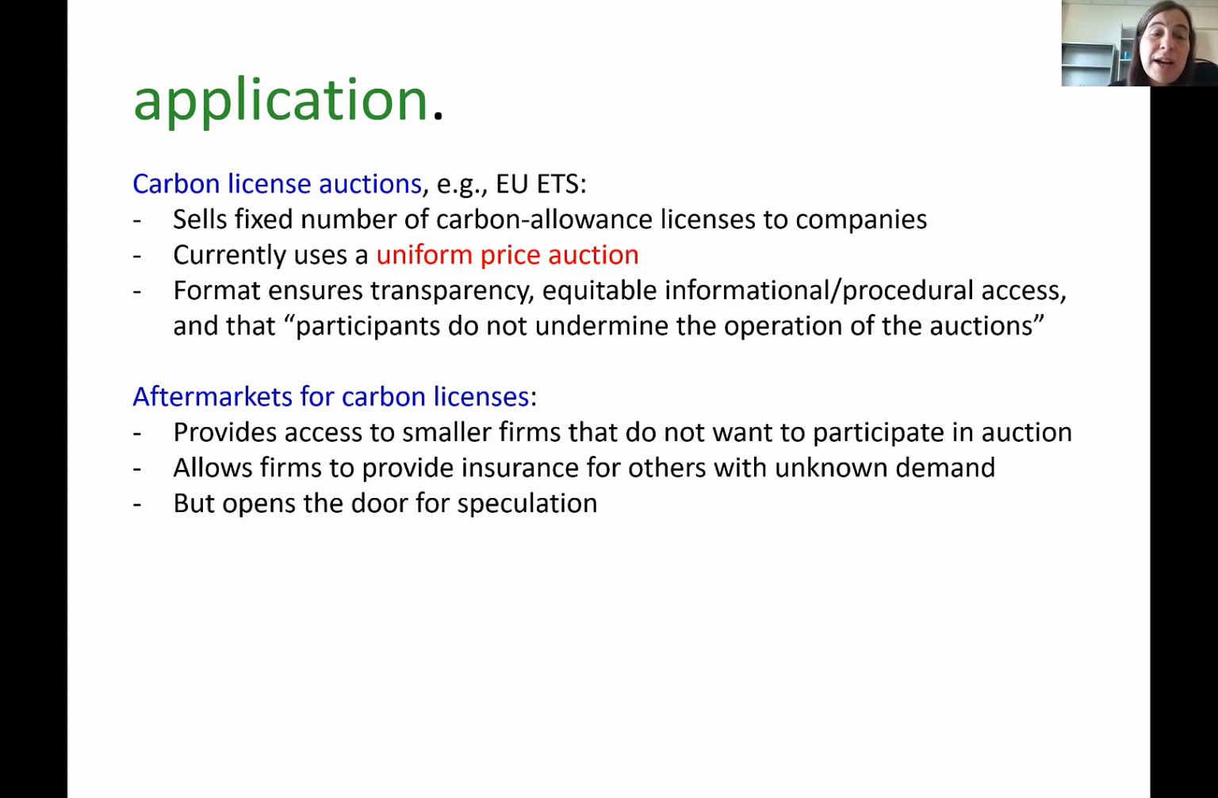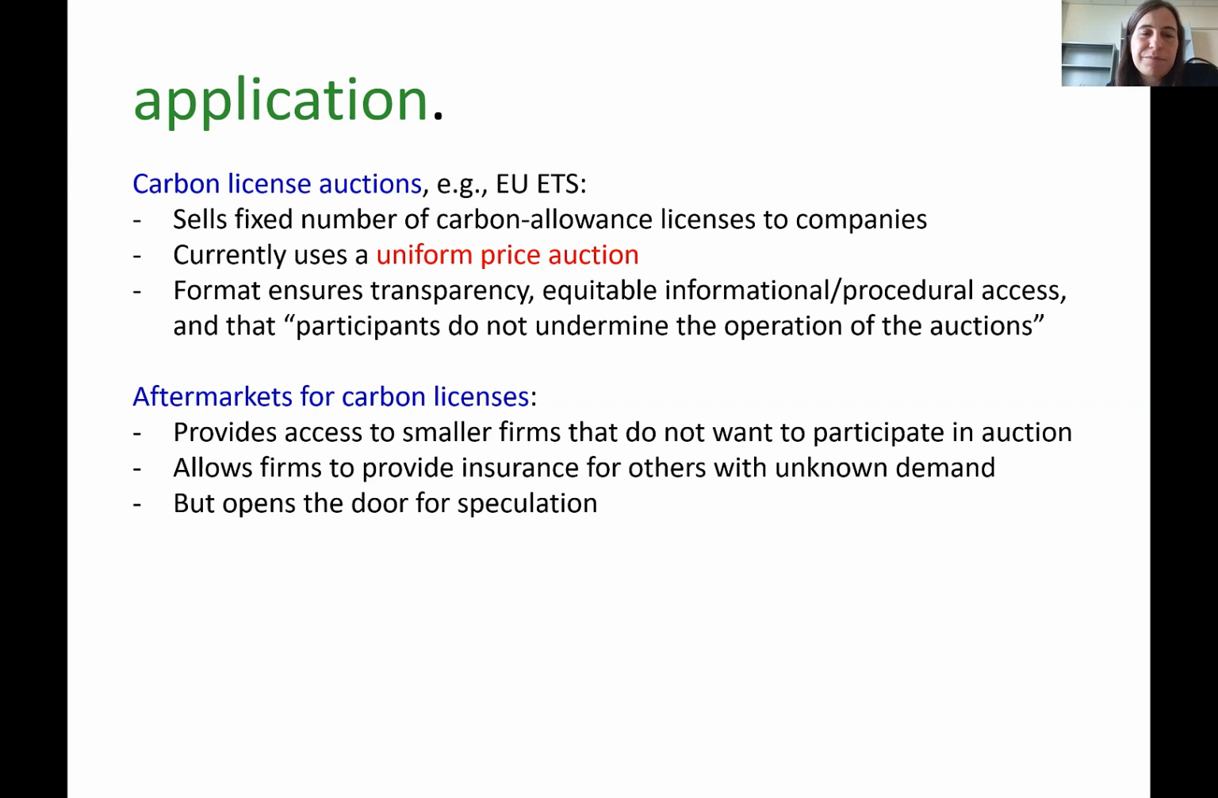It also allows financial firms to buy up, because these licenses are sold monthly over the course of the year, and then you have to present your license at the end of the year to cover the pollution that you created. So there's a lot of uncertainty for firms about how many licenses they need. And so you see in these primary auctions a lot of financial firms that are buying up licenses and then reselling them, providing some sort of insurance to other firms that have unknown demand.